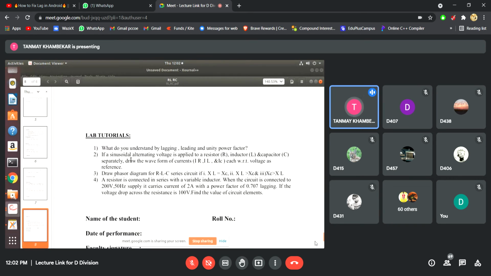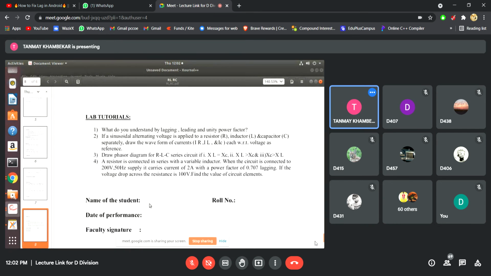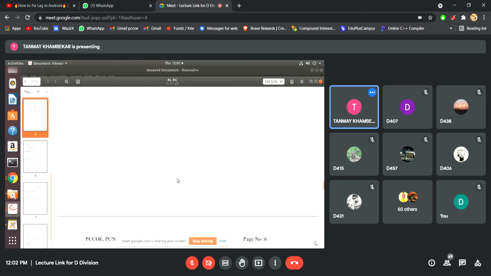In the lab tutorials, we have already taken this type of questions in the lecture, so you can solve those very easily. Got it? Yes, ma'am. Now here there is one question: draw the phasor diagram of RLC series circuit. That I will take now once we are done with the practical. Fine. So any questions related to practical?